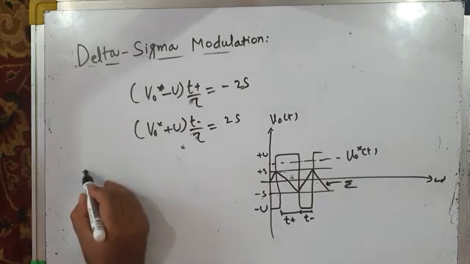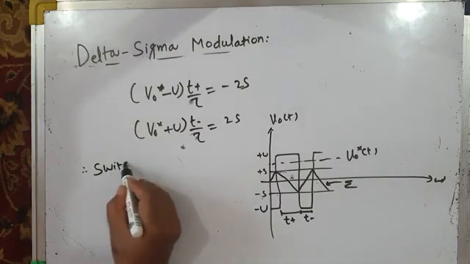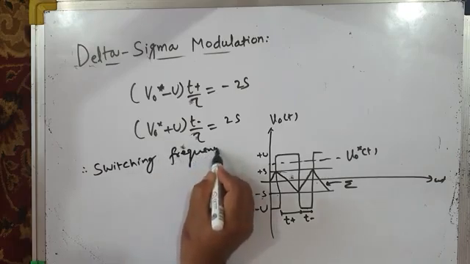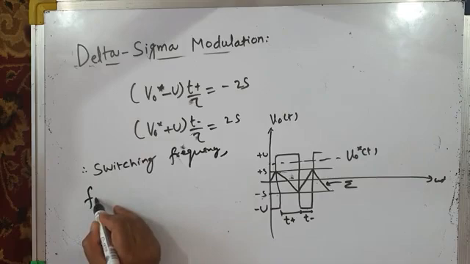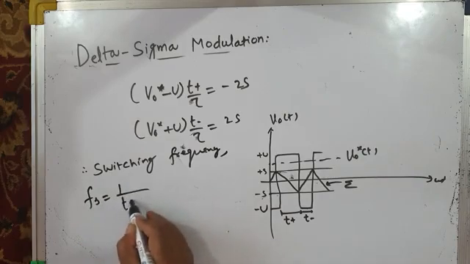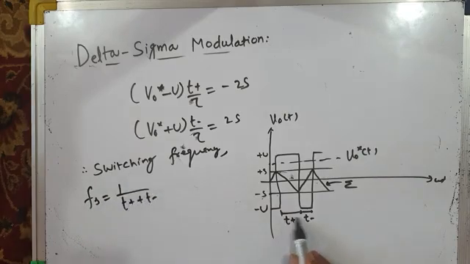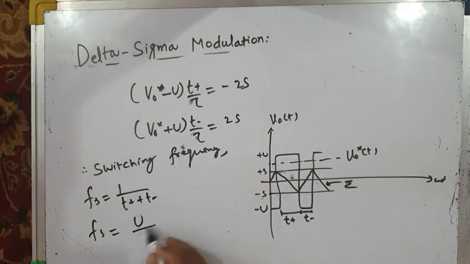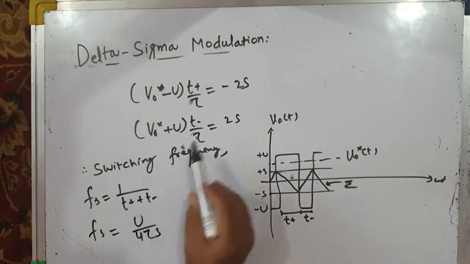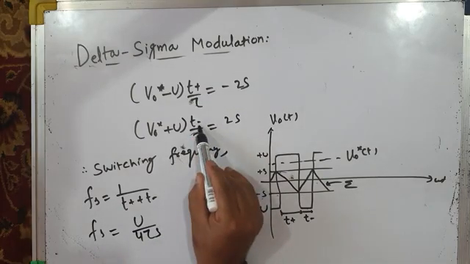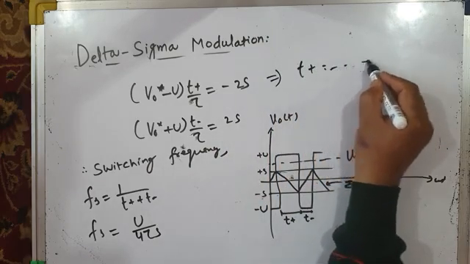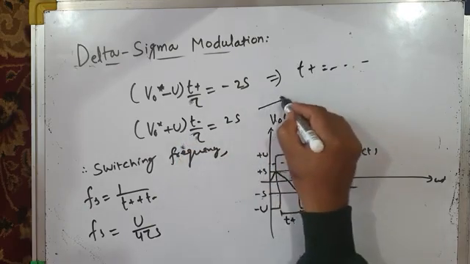Therefore, from these two equations, the switching frequency is given by the following equation. If you want to find the switching frequency, that is given by Fs equal to 1 by (T plus plus T minus). Yes, 1 by this total time interval is the switching frequency. And if you find it mathematically, it will be U by 4 tau S. From here you find T plus and T minus. From this equation you can find T plus, it will have some value, and from this equation you find T minus.